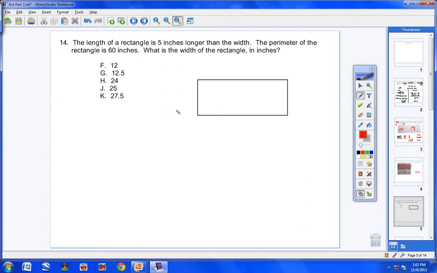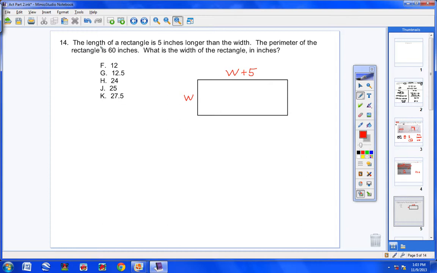So we quickly draw a rectangle. The length is 5 inches longer than the width. I don't know what the width is, so I'm going to call it W for width. Now what's the length? I don't know, but I know it's 5 more than the width. So if I take the width and add 5 to it, would that not be my length? Sure it is.